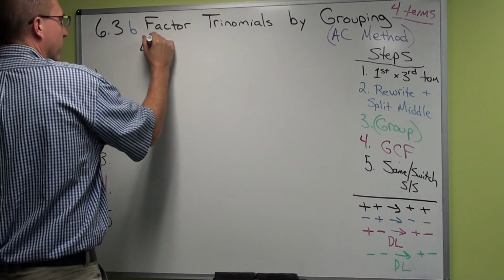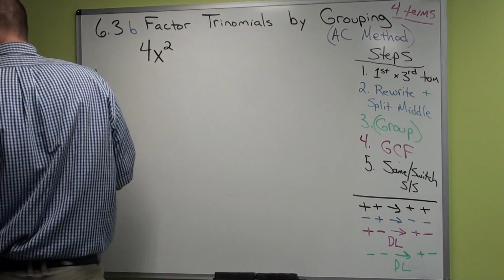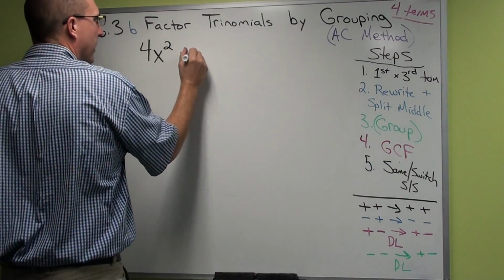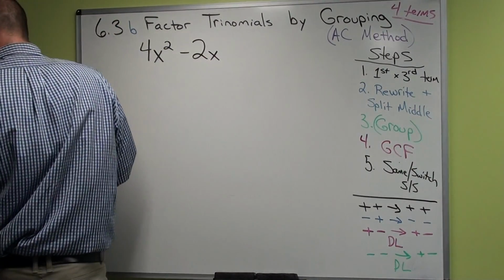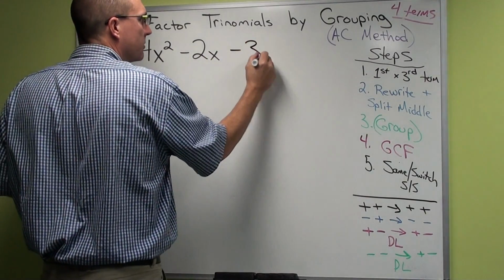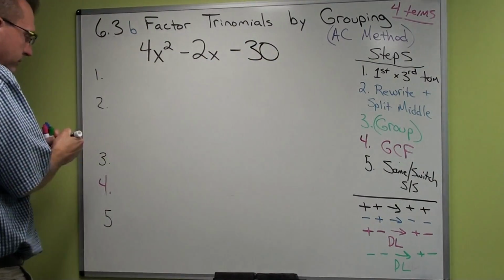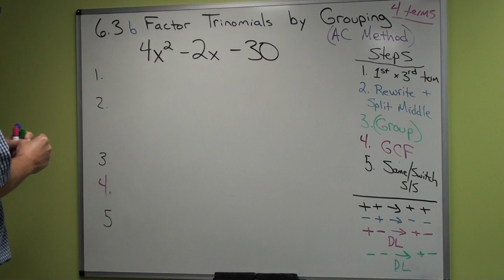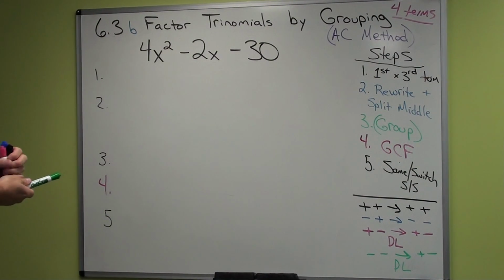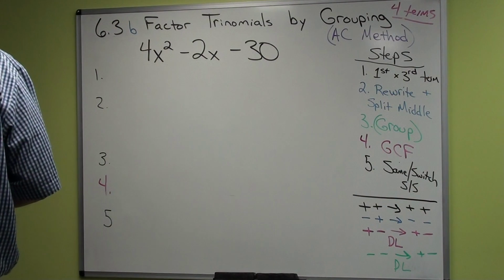Alright, we have 4x squared minus 2x minus 30. Alright, so the first thing we want to do is, can you pull out a greatest common factor? And for this one, the answer is yes.